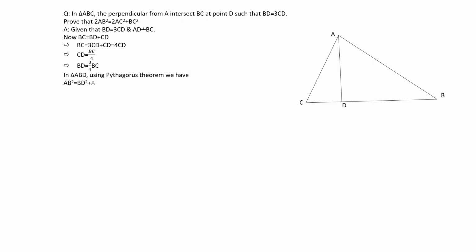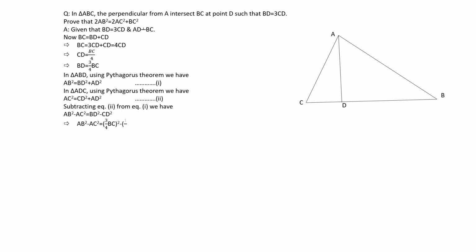Now in triangle ABD, using Pythagoras theorem, we have AB square equals BD square plus AD square. Let this be the first equation. In triangle ADC, using Pythagoras theorem, we have AC square equals CD square plus AD square. Let this be the second equation. Now subtracting equation 2 from equation 1, we have AB square minus AC square equals BD square minus CD square. Or this implies AB square minus AC square is 3 by 4 BC whole square minus 1 by 4 BC whole square. Or this implies AB square minus AC square is 8 by 16 BC square, which is nothing but 1 by 2 BC square.